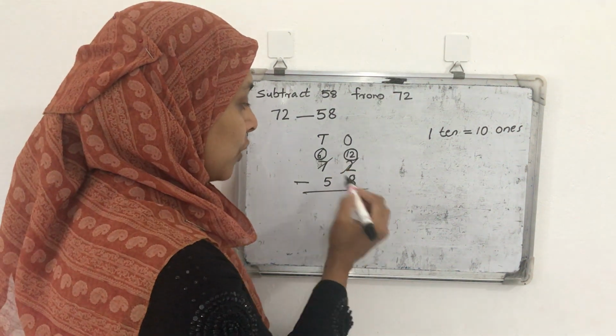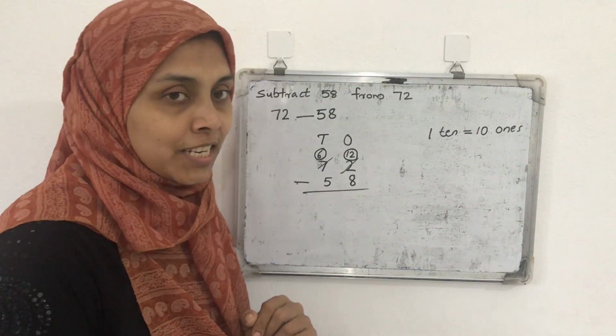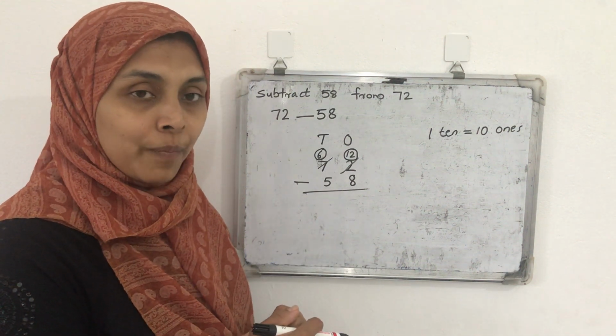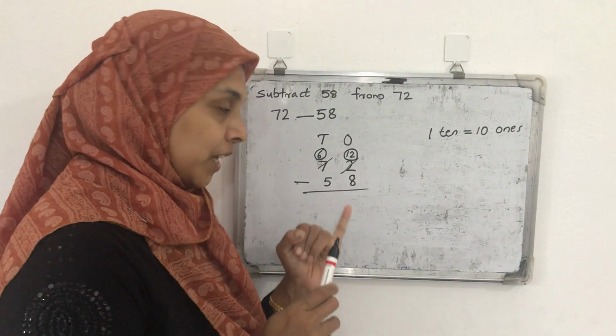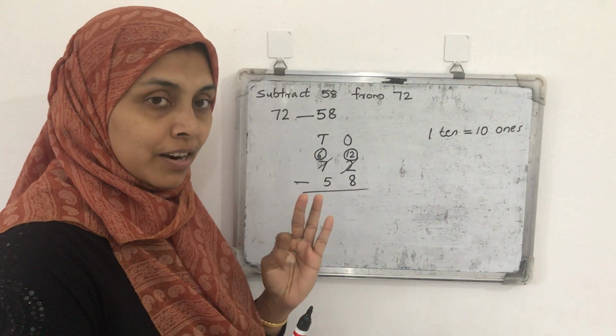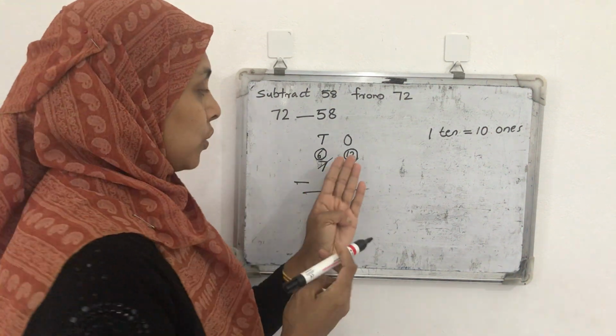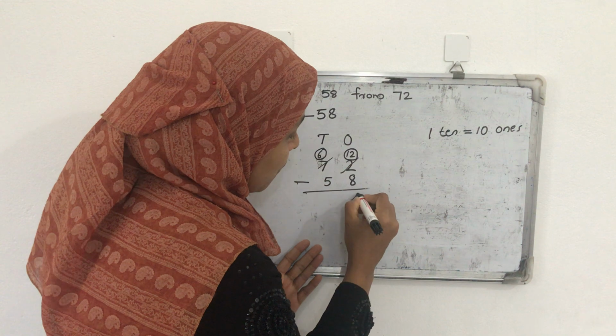From 12 we want to subtract 8. Now we are subtracting 12 minus 8. That subtraction we already know. How do we subtract? After 8, the next number is 9, then 10, 11, 12. We counted 4. So 12 minus 8 is 4.